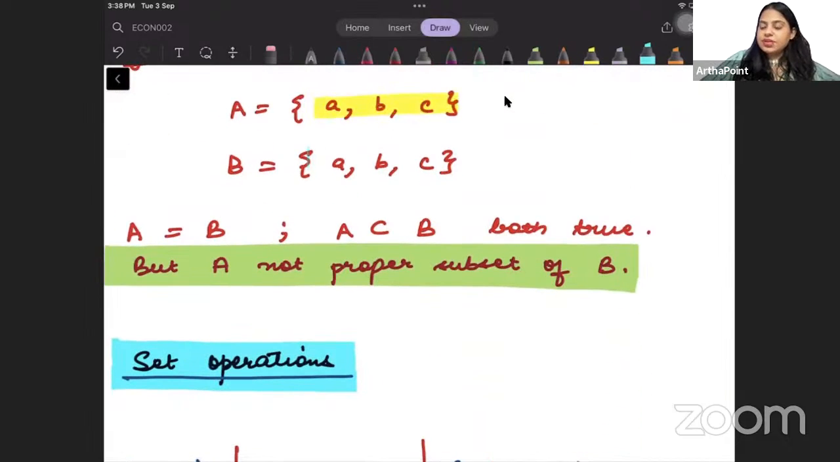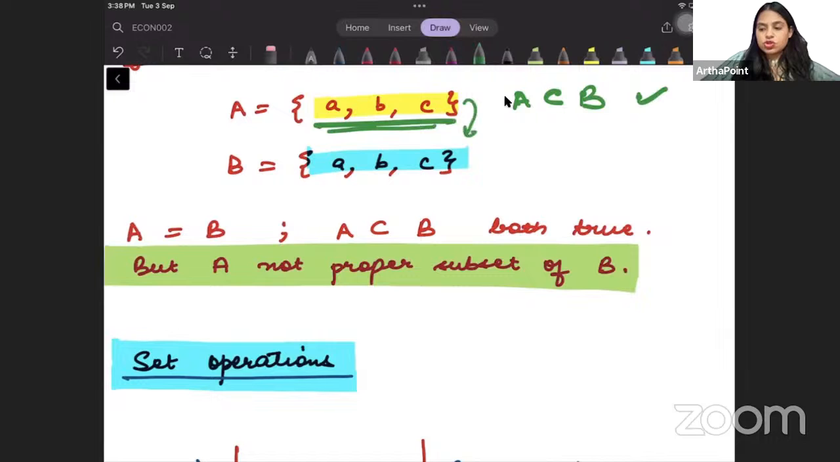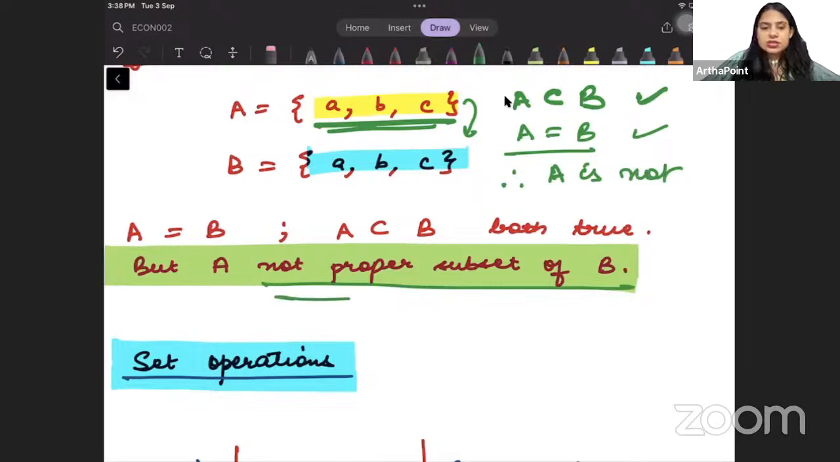A is ABC, B is ABC. So A is subset of B. Whatever belongs to A belongs to B. जो भी A में है B में है. So A is a subset of B. But A and B are also equal to each other. So A is not a proper subset of B. Clear हुई ये बात? ठीक है बेटा.